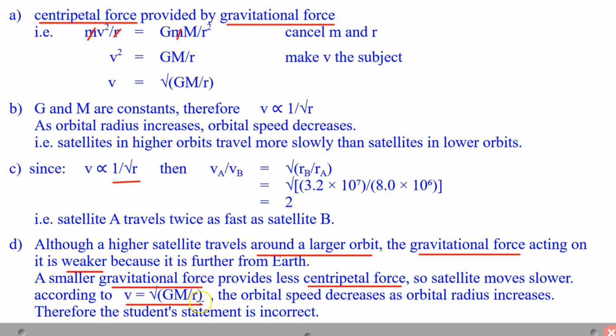And then probably the most straightforward one, because this is the expression they actually gave us in part A. According to this expression here, the orbital speed decreases as the orbital radius increases. So there's a little bit of repetition here because this was also mentioned in part B. But we need to make a comment about this student statement. Is it correct or not? Well, it's incorrect. Even though it's a larger orbit, the velocity is lower because of this expression. And then for the third mark, we could make reference to the centripetal force and the gravitational force as well. So quite difficult to get 3 marks there for part D. So lots of detail needed there.